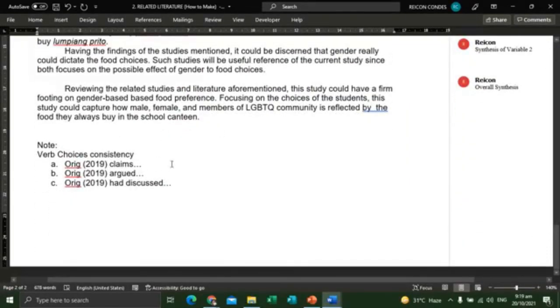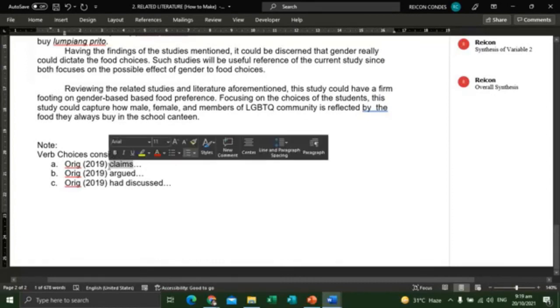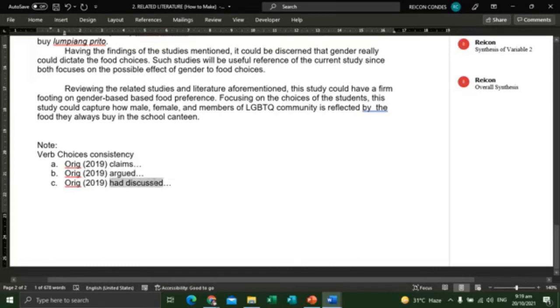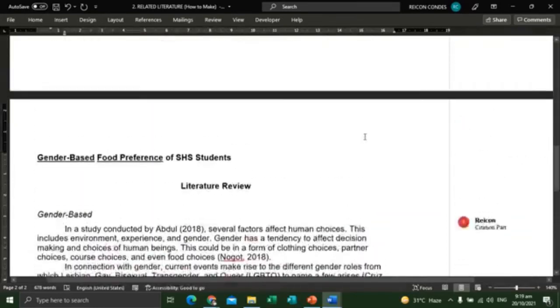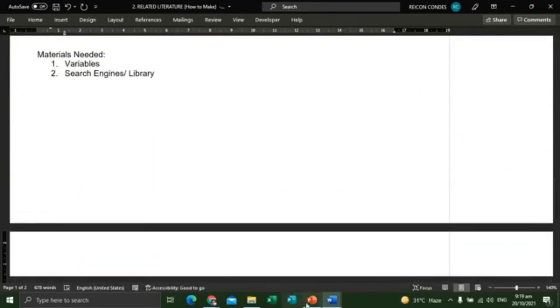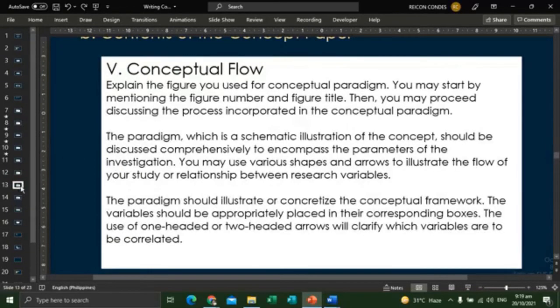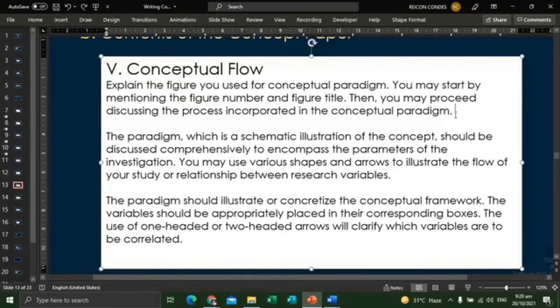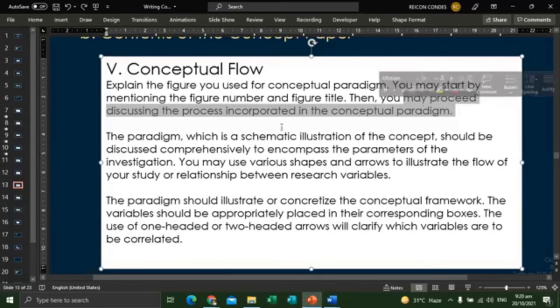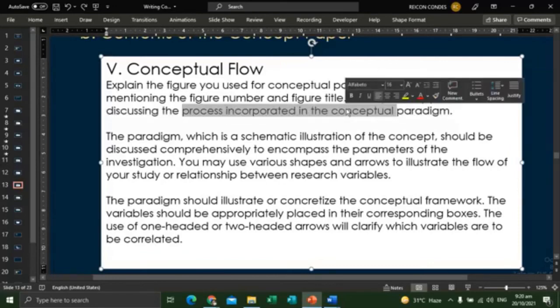Okay, note for the verb choice consistency. So maging consistent, kung present, kung past, kung past participle ating gagawin. Kailangan consistent lang tayo doon. So this is for the related literature review. Going back, for the conceptual flow, this segment, you should be able to explain the figure you used for conceptual paradigm. So, pwede nyong umpisahan sa pag-discuss ng figure number and figure title, then proceed to the discussion of the process incorporated in the conceptual paradigm.